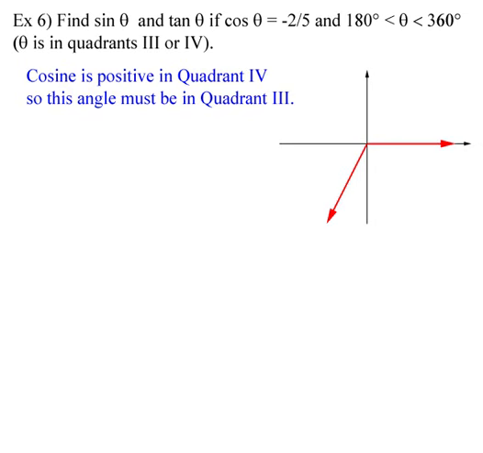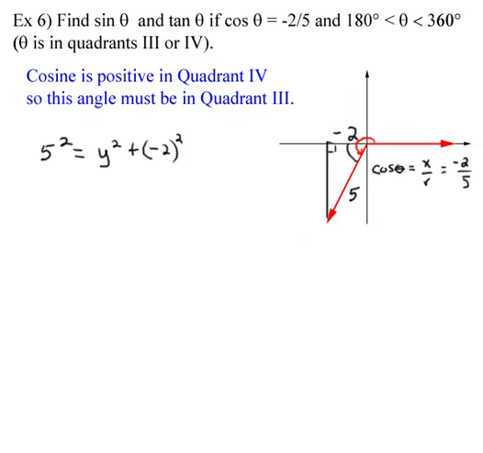So now I can draw my picture. My initial side on the positive x-axis. We rotate counterclockwise, get to our terminal side in quadrant 3. Now, this length is not negative 2, but this point is the point negative 2, 0. And I don't know this side yet, but we'll come to it when we get there. Let's start out with the cosine again. Remember, cosine is the x value over the radius. The x component has to be negative 2. The radius or the hypotenuse has to be positive 5.